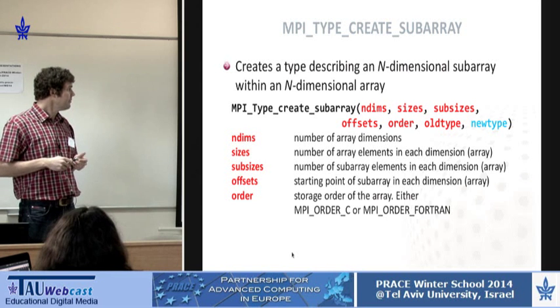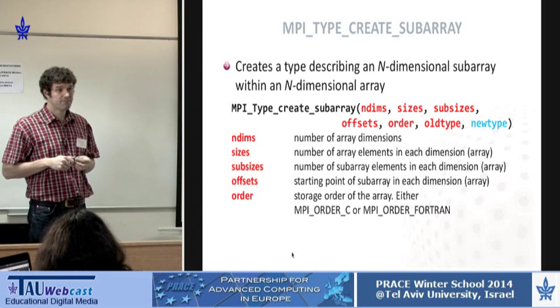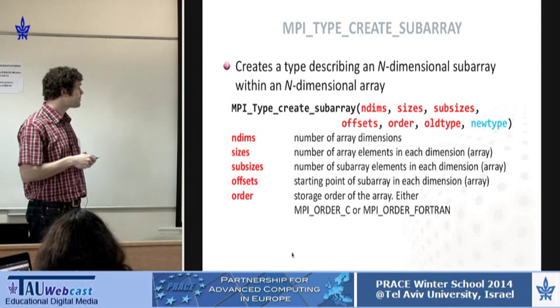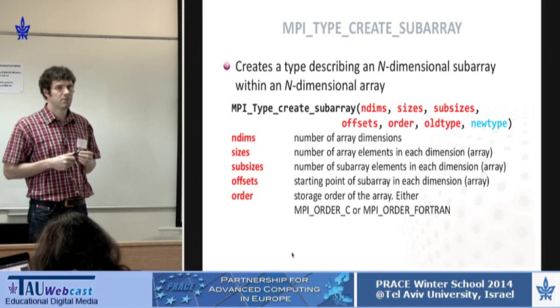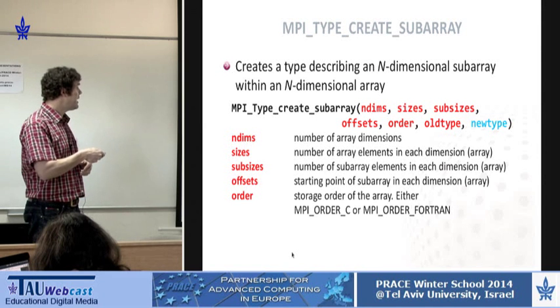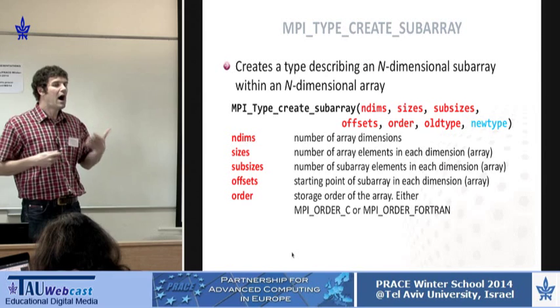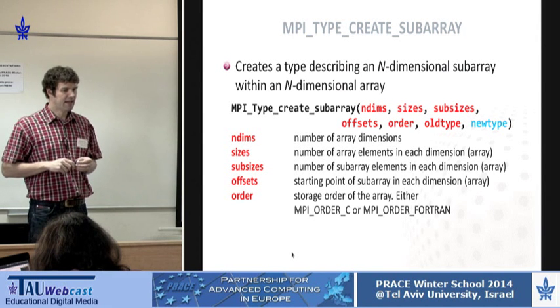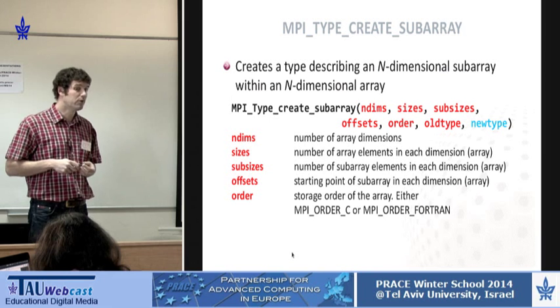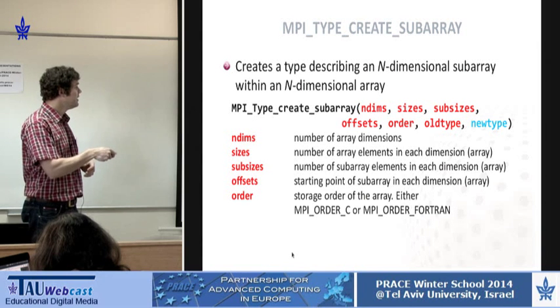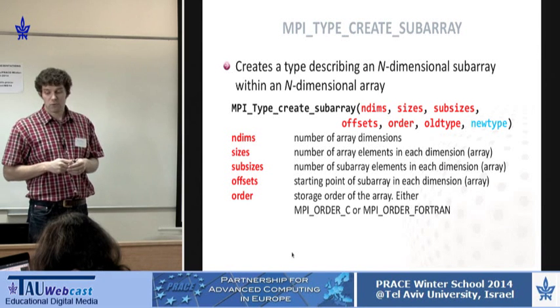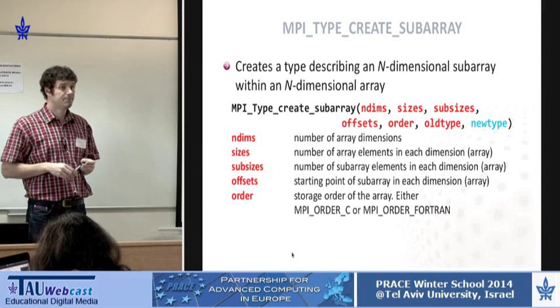Order is there because Fortran and C use different storage orders: column major in Fortran, row major in C. I guess the main use for this is if you have a program written in both C and Fortran and are communicating from the C part to the Fortran part, you can specify how the matrix is ordered, according to the C rules or Fortran rules. So in most cases, if you are working with a single programming language, if you are working with C, you always specify MPI order C. If you are working in Fortran, you specify MPI order Fortran.